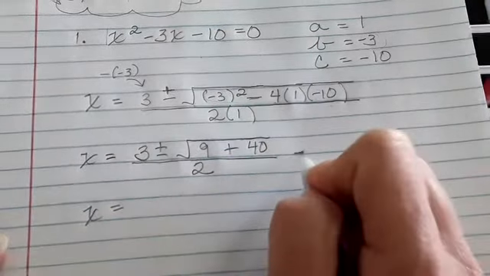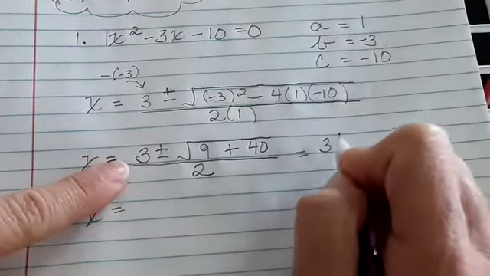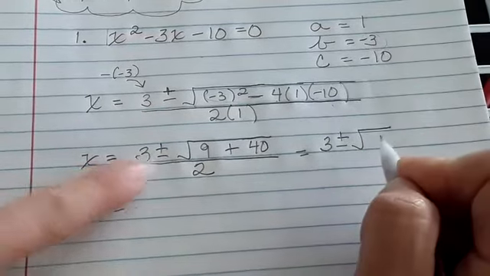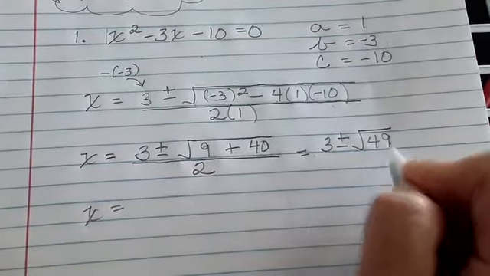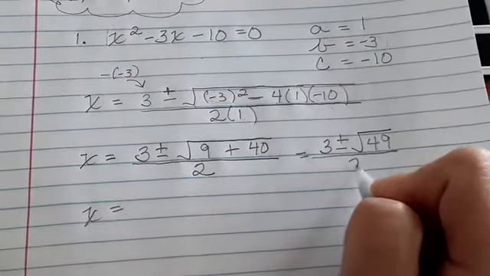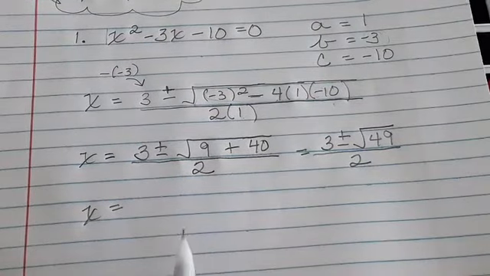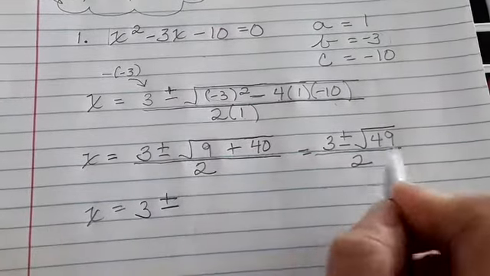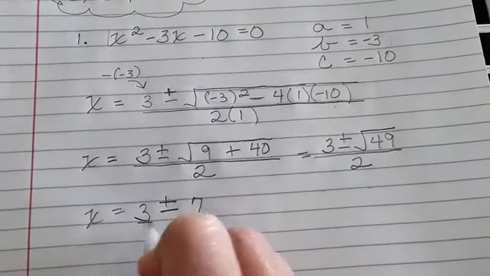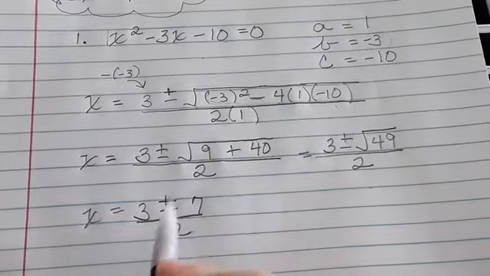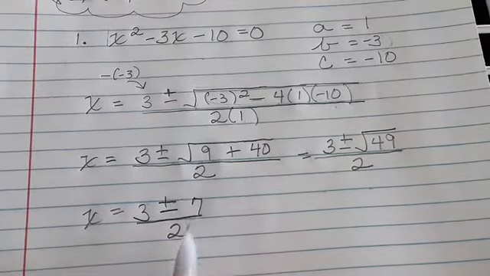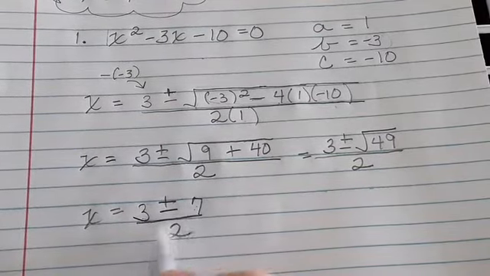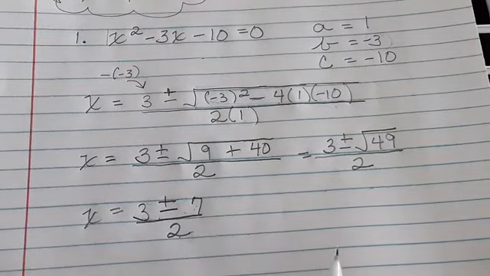All right, so this here is going to end up becoming the square root of 49. So that'll be a nice value. So to find our value of x, we are going to take 3 plus or minus the square root of 49, which is 7, and divide that all by 2. So first we're going to do the adding and then divide by 2, and then we'll take the two values and subtract and then divide by 2.